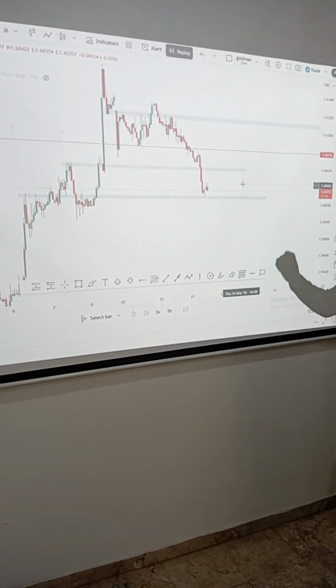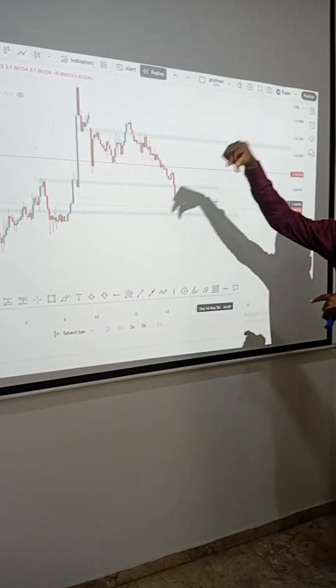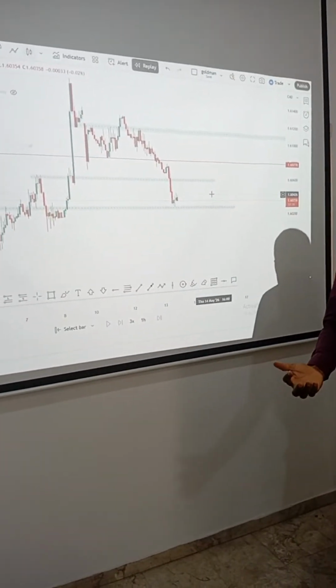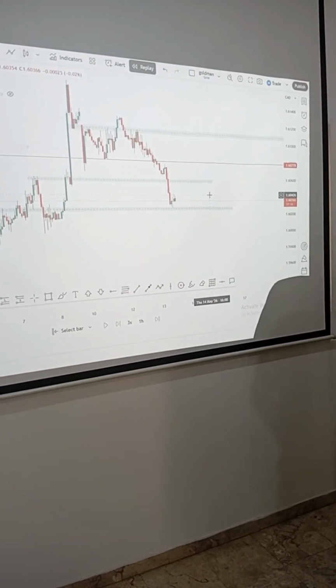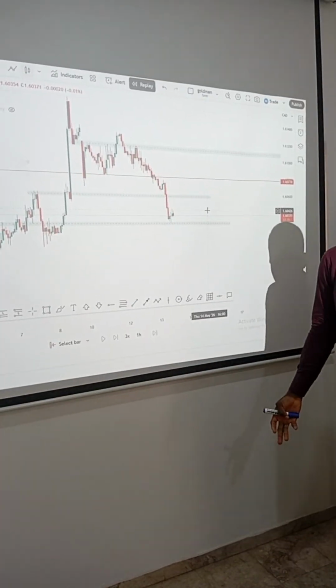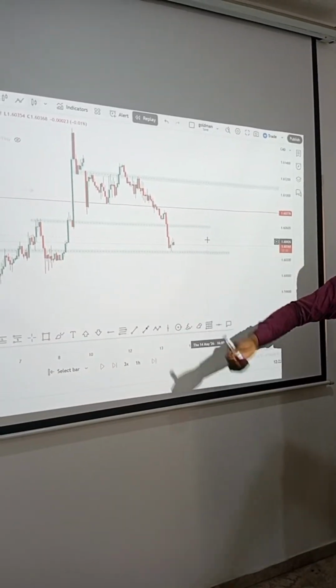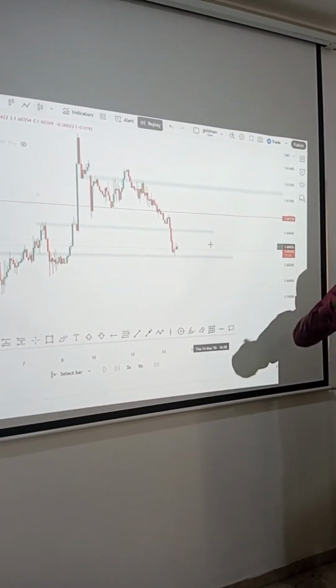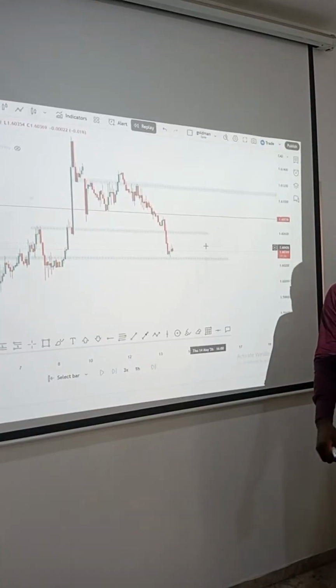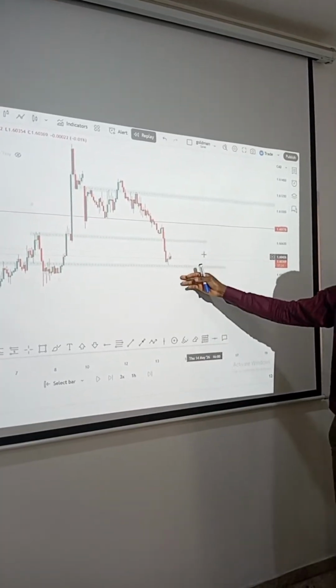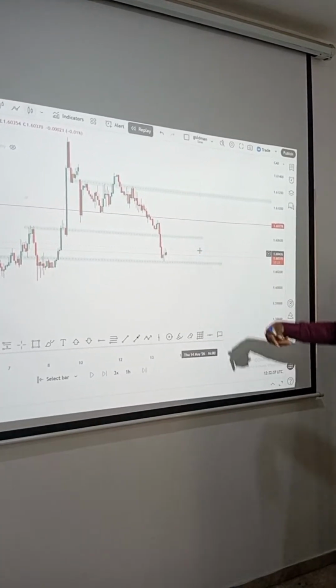Just the way we pick areas of confluence on a daily time frame for the purpose of direction, when we go down to a smaller time frame, what are we looking for? Entry. We don't want to just be selling anyhow. We just want to look for those same problematic areas on a smaller time frame. So in this case, if I want to sell, where do you think I should sell?